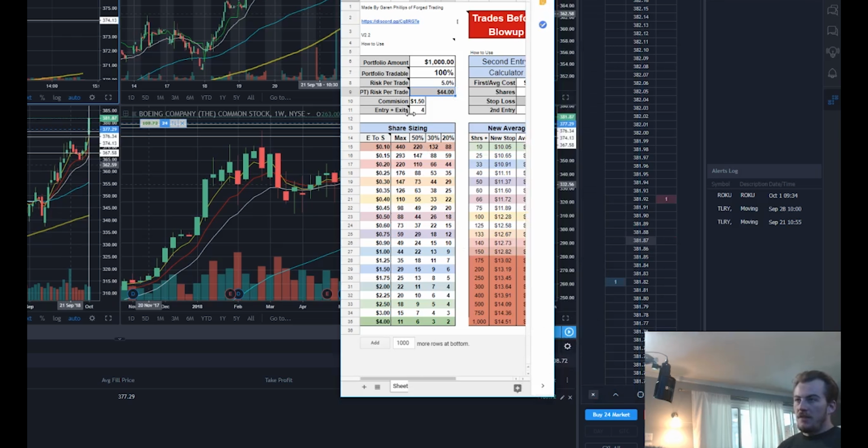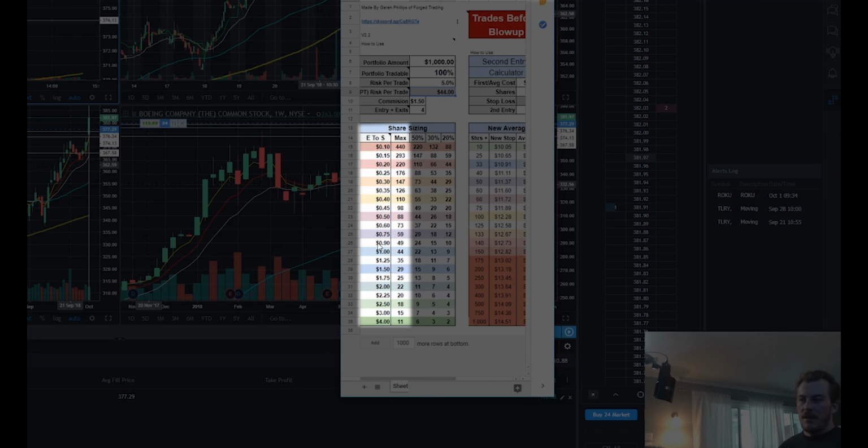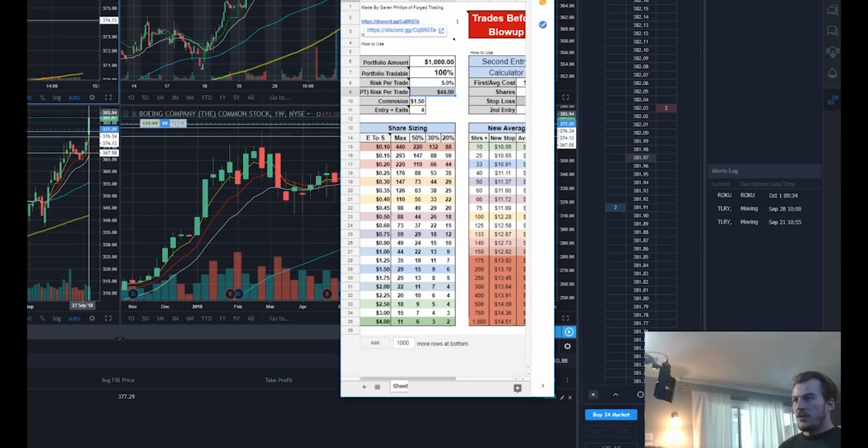Now, enough of this column. Let's minimize this and let's just focus on these. This is your dollar amount stop loss, and it will dictate to you what amount of shares you should buy when entering into a trade. And I'll show you real quick, for example.